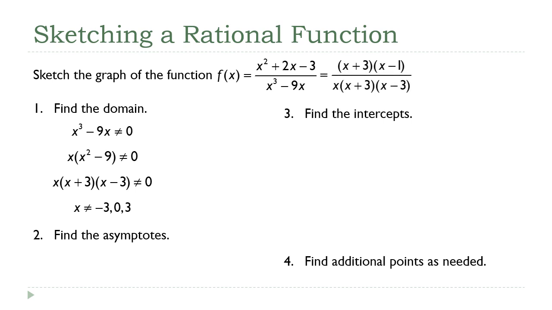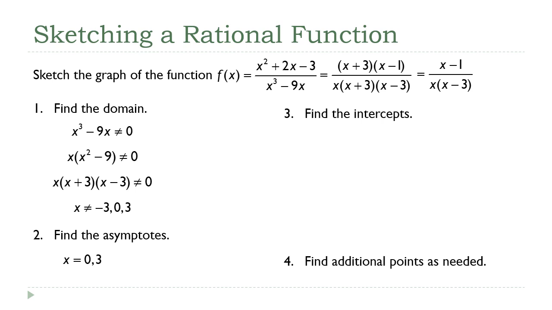So if we factor these, we already factored the denominator. That's x times x plus 3 times x minus 3. The numerator, that's x plus 3 times x minus 1. And yeah, we've got those two x plus 3s. Those are going to cancel and leave me with x minus 1 over x times x minus 3. Now I can look at the denominator and get those vertical asymptotes. The x factor there gives me x equals 0. The x minus 3 factor gives me x equals 3.